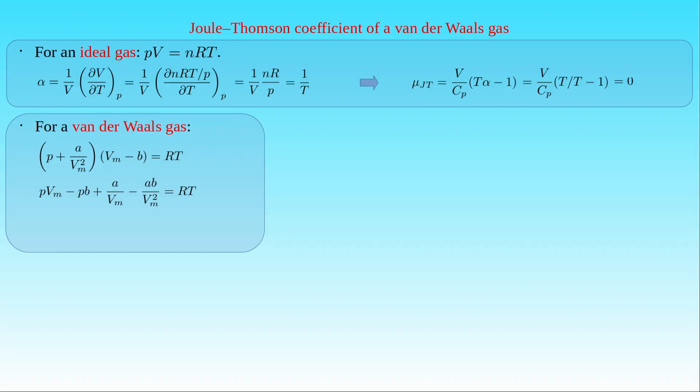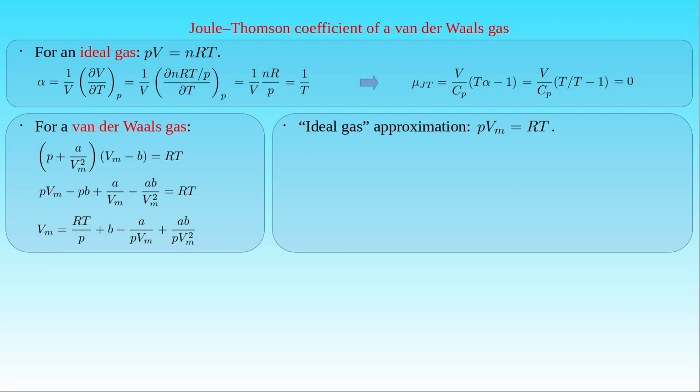If we divide this equation by the pressure P, we can express Vm as R times T over P, plus B, plus A over P times Vm, minus A times B over P times Vm squared. Instead of solving this cubic equation for the molar volume Vm, we apply the ideal gas approximation where we write the equation of state in terms of the molar volume Vm of the gas, stating that the product of the pressure P of the gas and its molar volume Vm is equal to the gas constant R times the temperature T of the gas. By using this equation, we can eliminate the molar volume Vm from the last two terms in the right-hand side of the equation obtained for the molar volume Vm.